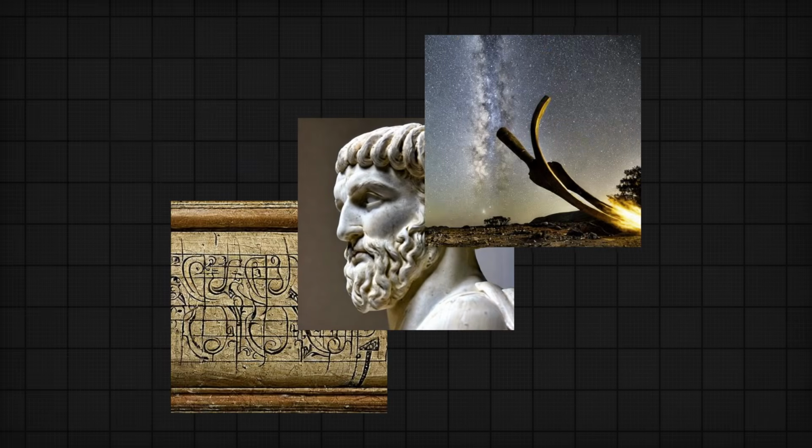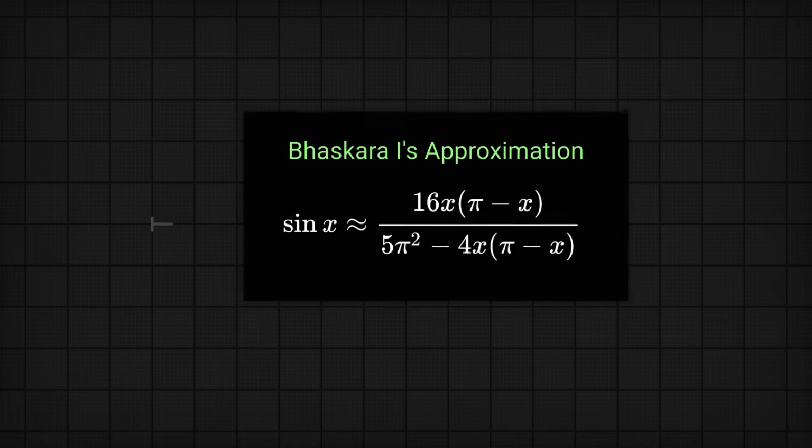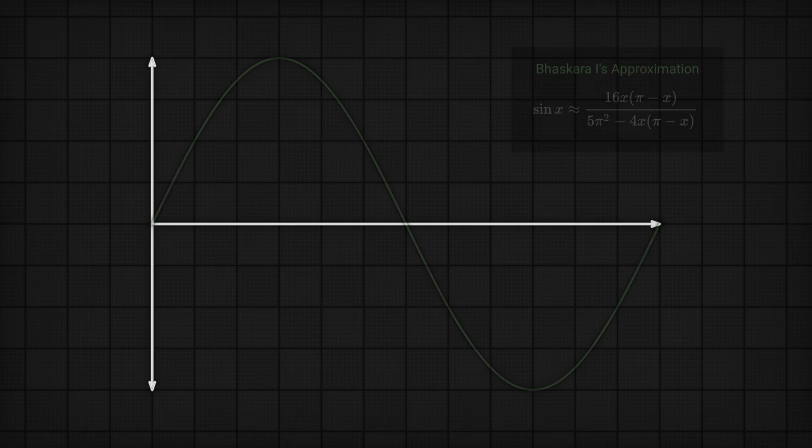Various approximations have existed for ages. Back in the 7th century, the Indian mathematician Bhaskara gave the following formula, which I'm not going to read, but it worked really well in the range of 0 to pi, giving an absolute error of like 0.0016.